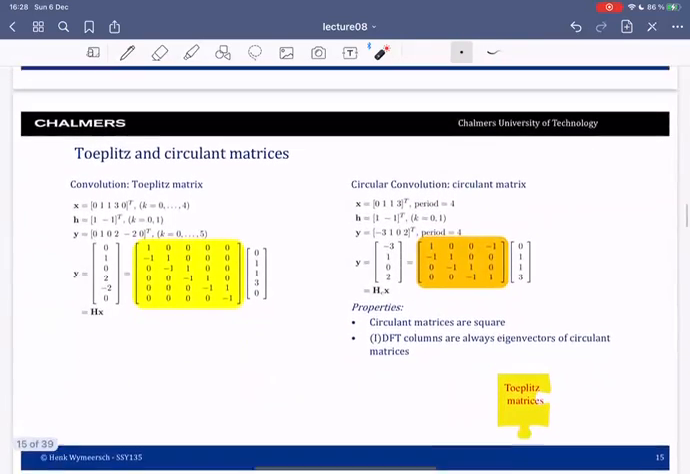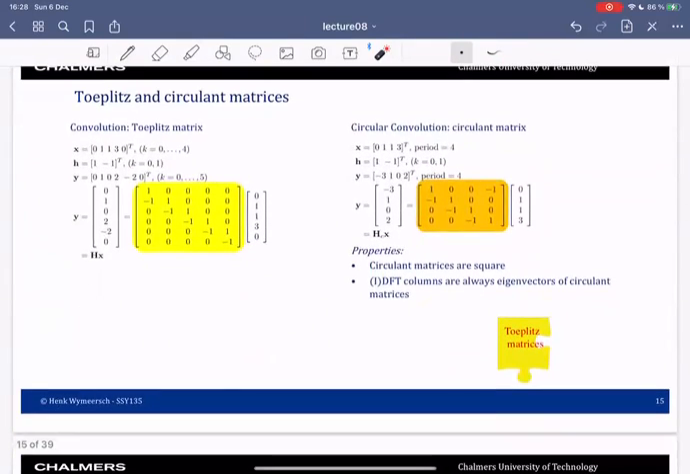So now we will see why we care about this DFT. We first revisit our circulant and Toeplitz matrices. Let's suppose that we have an input of length 5 and a channel of length 2. Then the output will be of length 5 plus 2 minus 1, which is 6. Let's see if that's correct. Yes, of length 6.